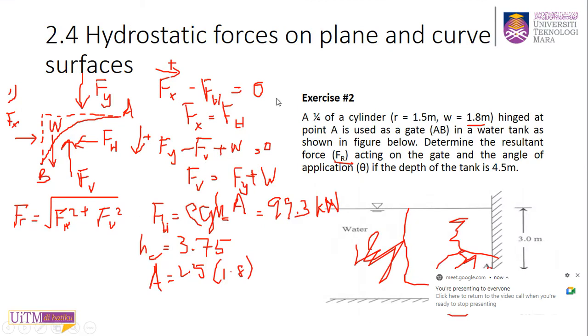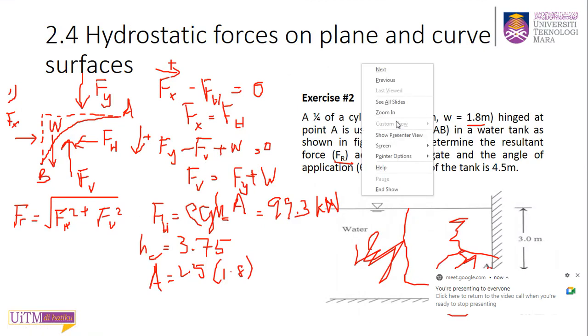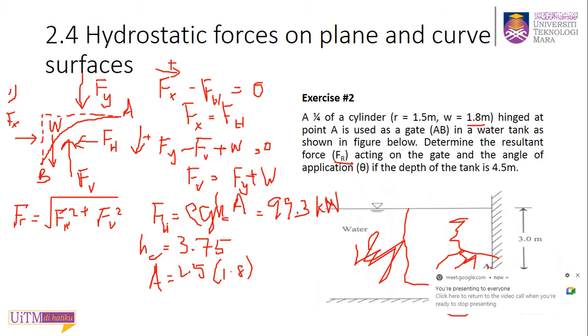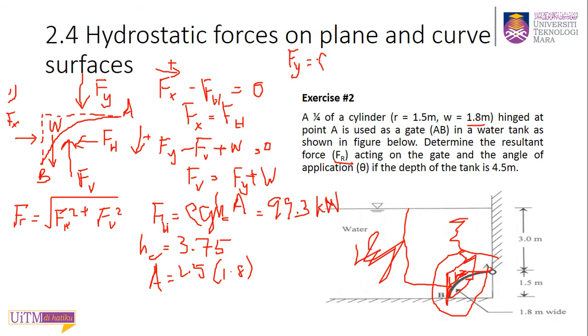Okay, where are we? FV. To find FV you need to find FY and W. So what's the formula for FY? Rho g h A. Okay, well done. So what's the value for h in this case? Rho g is constant. What is h? 3 meter. Correct.